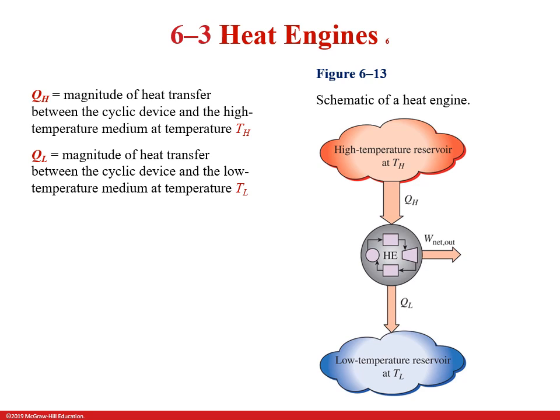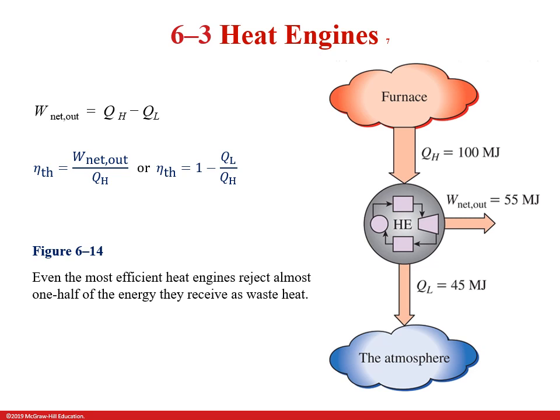for this specific situation. Because the net work out is QH minus QL, we can rearrange this again. We can write the thermal efficiency, which we got on the last page, as 1 minus QL over QH. And here we have, again, the same equation: net work out is QH minus QL.